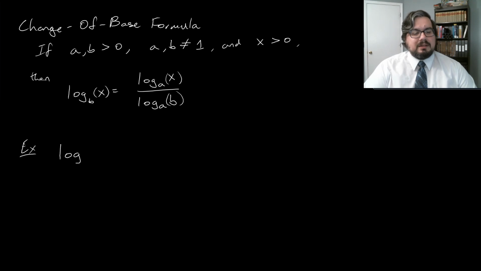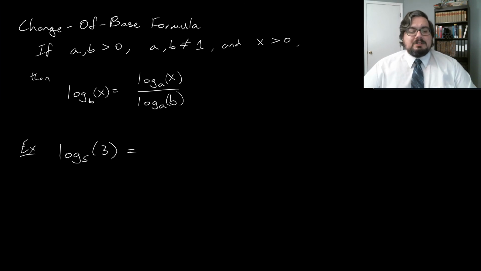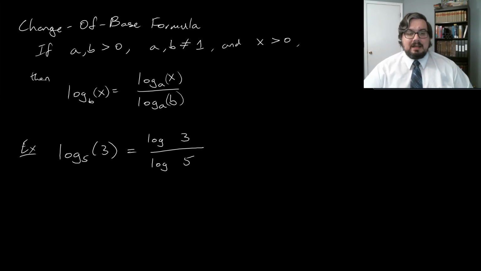So let's look at, for instance, log base 5 of 3. If I want to evaluate log base 5 of 3, what I can do using the change of base formula is write this as log of any base I want of 3 over log of any base I want of 5. Now, you might be wondering how you can keep track of which part of the logarithm goes on top, which part goes on the bottom.